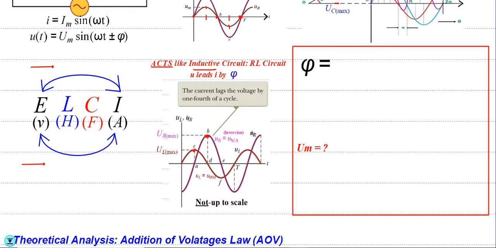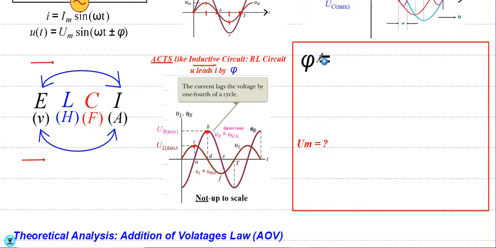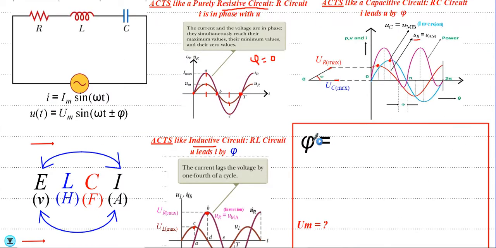Actually, we also need to find phi experimentally from the graphs. The equation is 2 pi times x from 1 to 2. What do we mean by 1 to 2? It is from the maximum point of the first curve to the maximum point of the second curve, such that this point is consecutive to this point. So that's a number of divisions we need to find, and this is not up to scale.